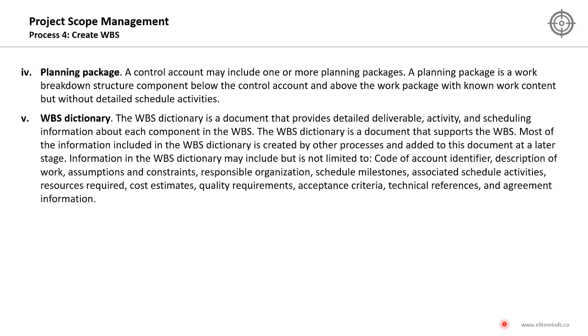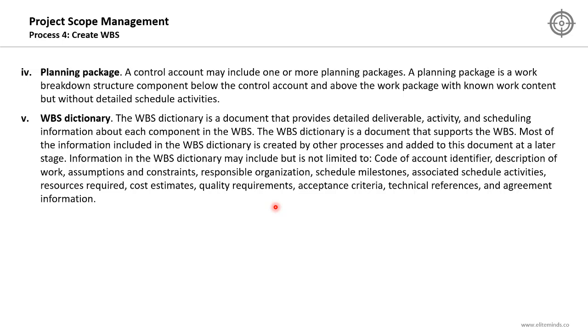The WBS dictionary, which is part of the scope baseline, is a document that provides detailed deliverable, activity, and scheduling information about each component in the work breakdown structure. So if you want to have more information, if you want to look at the attributes of the work breakdown structure components, you just need to have a look at the WBS dictionary. It's a document that supports the work breakdown structure. Most of the information included in the WBS dictionary is created by other processes and added to this document at a later stage.